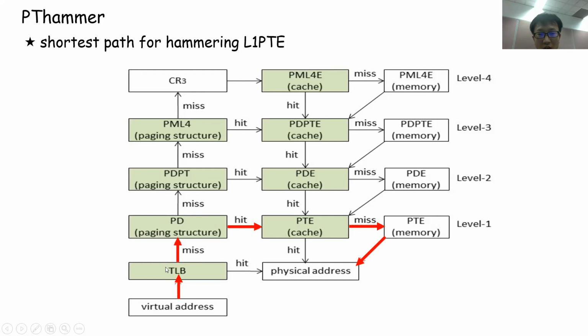So if there is a TLB miss, the processor will perform the page table walk. If we keep the PD paging structure effective while causing a cache miss for level 1 PTE, then we can access the level 1 PT implicitly. So we can implicitly hammer level 1 PTE if we can generate frequent enough accesses to level 1 PT in memory.